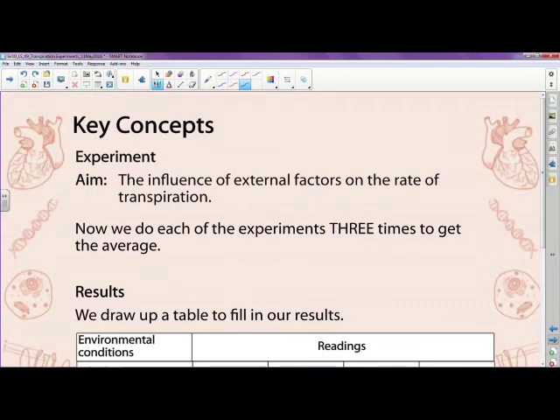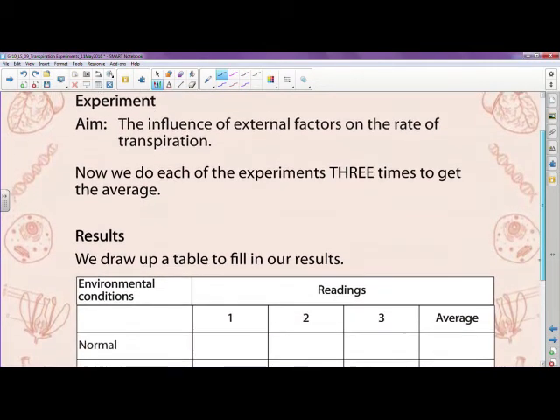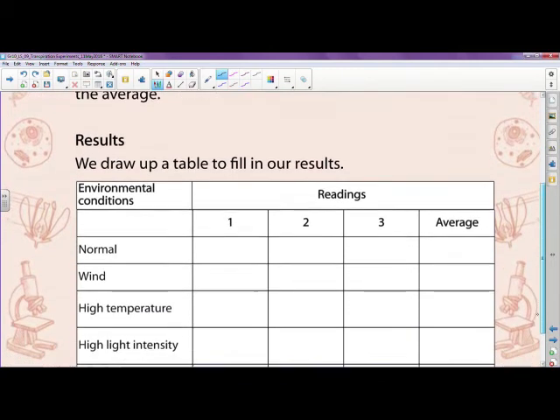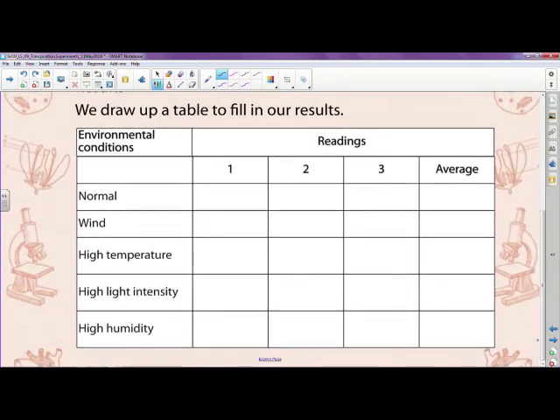So what am I going to do? The first thing I'm going to do is set up a table. Why do I set up a table? I need to draw up my results. Here I have a table for you. Because what we're going to measure, as I said to you, is that air bubble that's going to move, and we're going to time it.